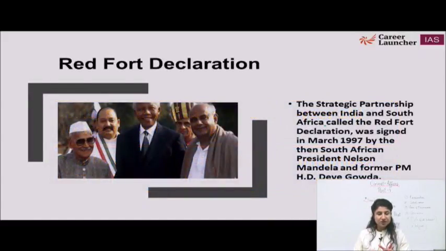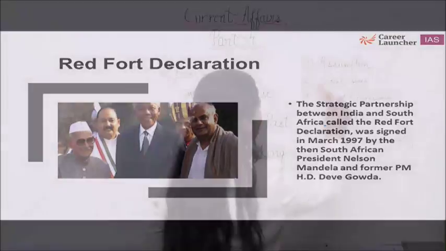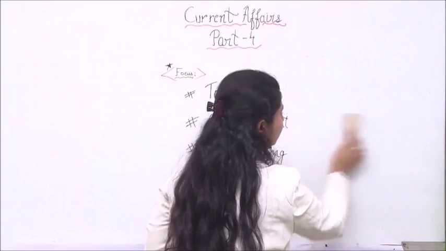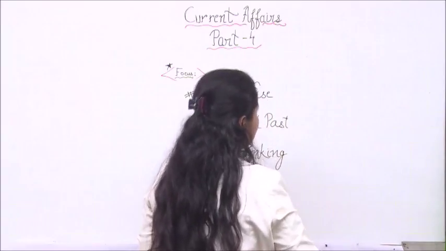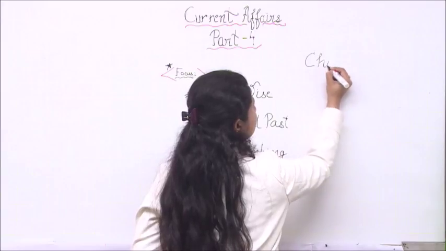Now this strategic friendship or partnership is known as the Red Fort Declaration. Approximately 22 years back it happened, in March 1997. So now we are going to revise it. Revise would refer to refreshing the things that you already have, because India is also trying to create inroads, vistas, where? In South Africa and in the complete African continent, in order to contain China.